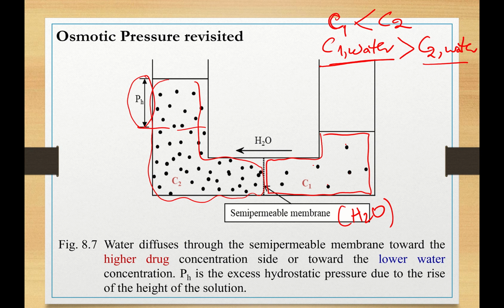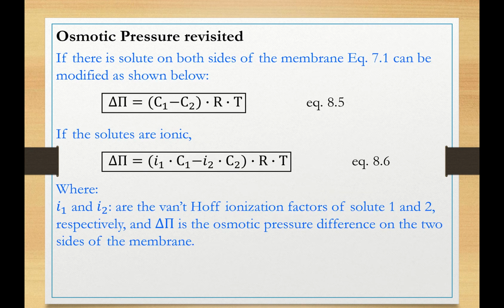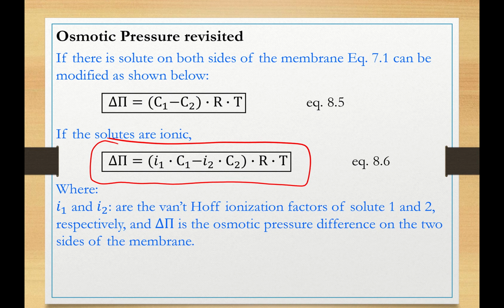So now we have a method to modify the van 't Hoff equation. Essentially, we're going to solve the van 't Hoff equation twice, one for C1 and one for C2, and take the difference. So this is what I mean over here. So pi is equal to iCRT, okay? And now that I have two solutions, delta pi is going to be equal to (i1 times C1 minus i2 times C2) times RT, and this i1 and i2 are the van 't Hoff dissociation factors for the two solutions, especially if I use two different salts, right.